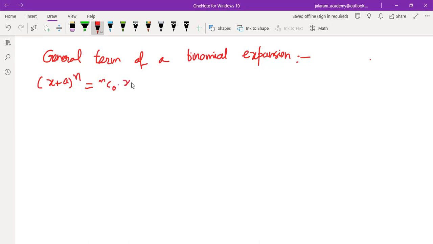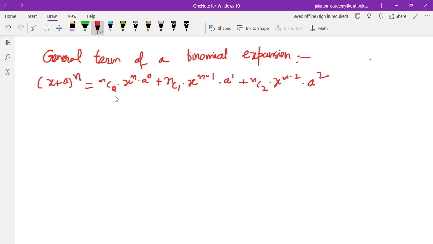nC0 x^n a^0 + nC1 x^(n-1) a^1 + ... So this is the first term. In the first term, the suffix is 0 and the prefix is n. The prefix is n in all the terms, and the suffix is 0, 1, 2, increasing one by one. In the third term, the suffix is 2, the power of x is 2 less than n, and the power of a is 2.